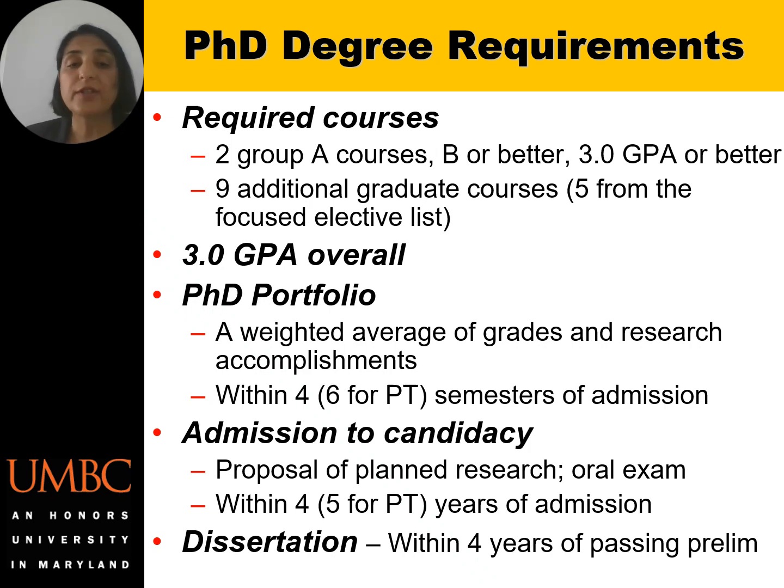So for the PhD degree, as I said, it is necessary to have a GPA of 3.0 or more. And also you have 3 steps. The first one is the PhD portfolio, which is usually finished within 4 semesters, or within 6 semesters for part-time students, with a weighted average between the grades and the research that you have done.